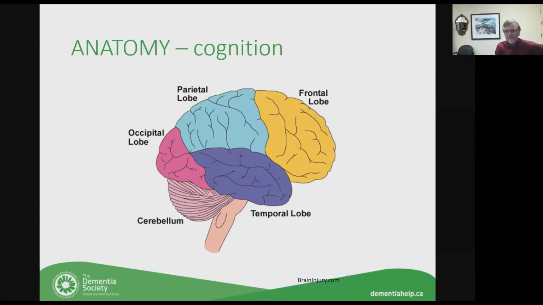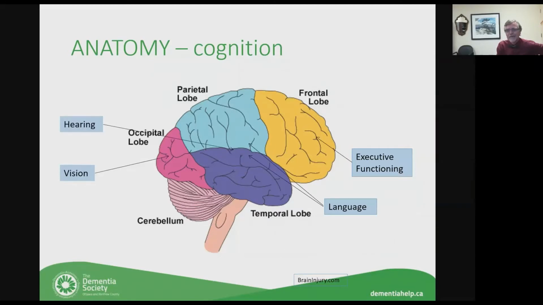So again, this is the image of the right side of the brain. The person is looking to the right, and you have the frontal lobe, parietal lobe, occipital lobe, etc. And hearing, vision, executive functioning, language, visual-spatial ability as well. They each have their place in the brain. And so you can imagine if parts of the brain are damaged, that they will affect different function. And then this is orientation here in the temporal lobe.